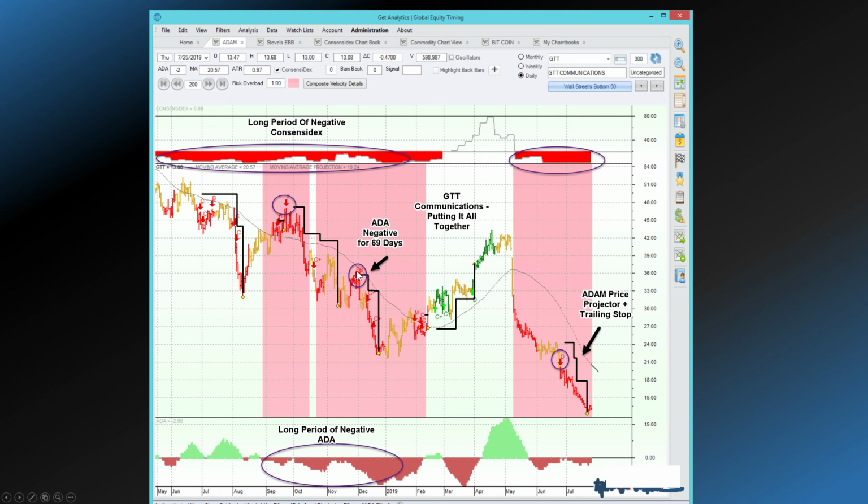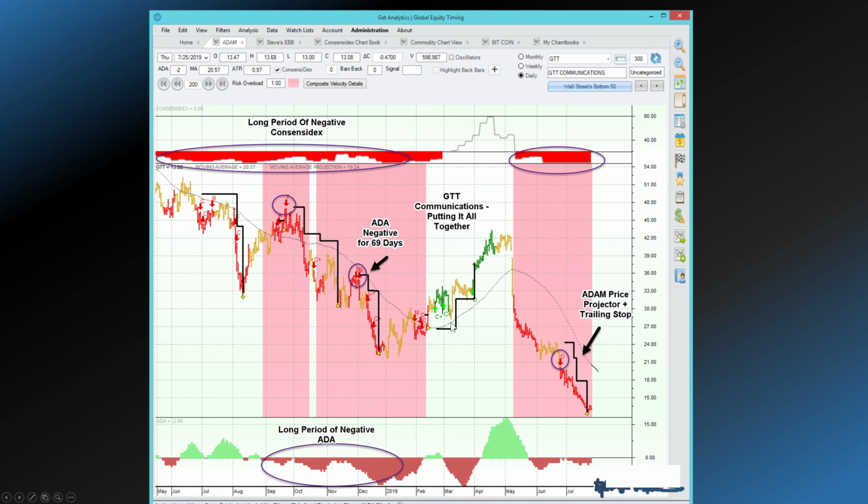And again, we had a small rally. And on the small rally, the ADA stayed negative. And we once again used the price projector in combination with the trailing stop. Note again the same behaviors we had before. We have the trailing stop gently following price down, then all of a sudden it accelerates and says get out. In fact, it said get out right at the bottom before a fairly significant rally took place.